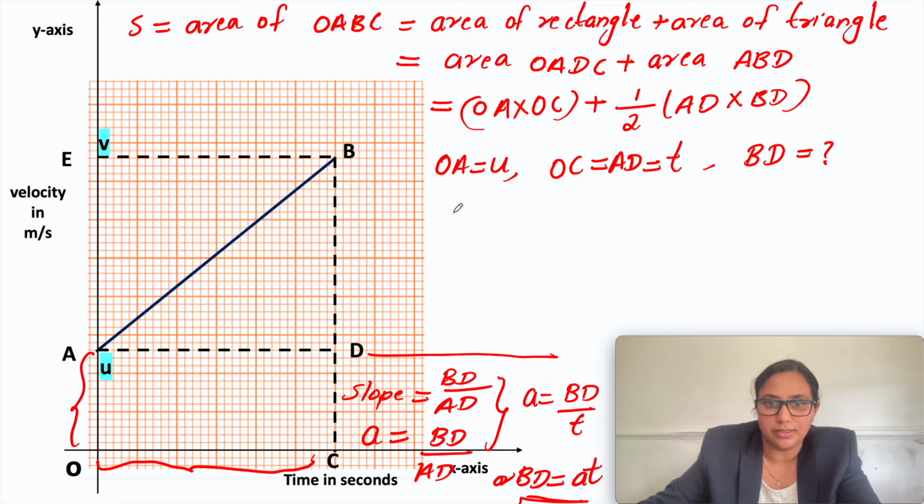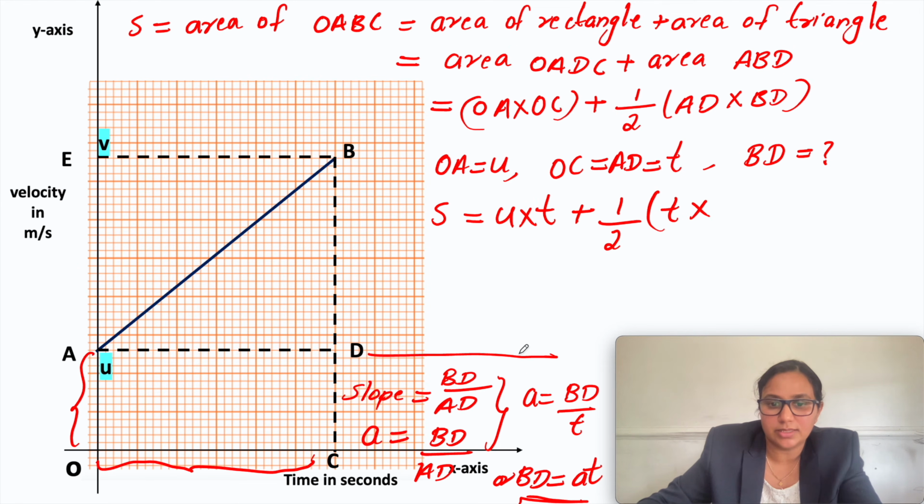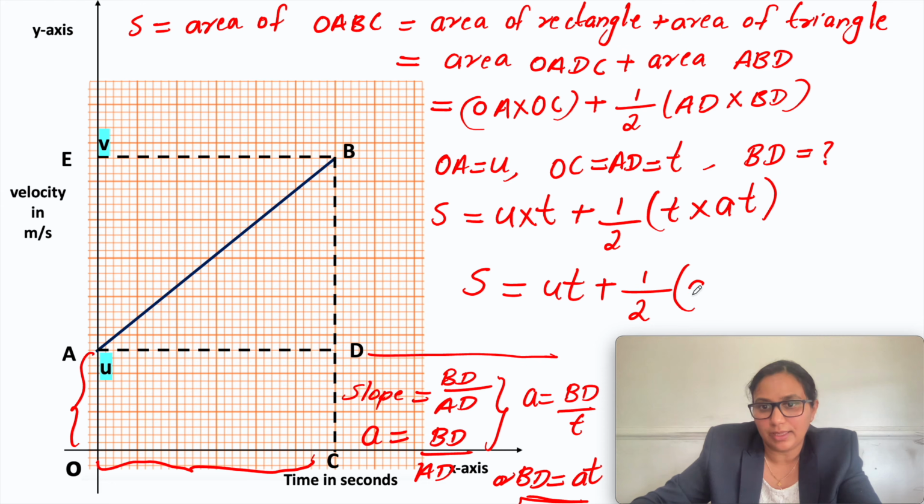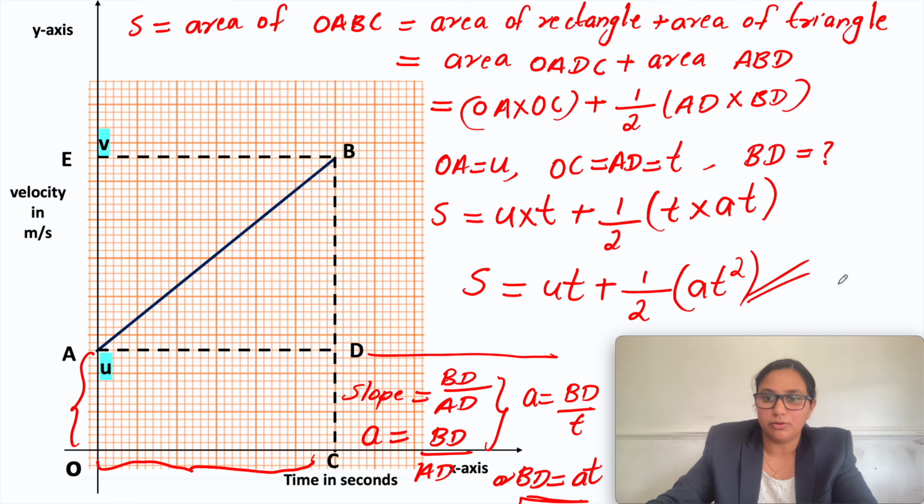So, substitute the values here. The distance travelled s is equal to OA, which is u, times OC, which is t, plus half times AD, which is t, times BD, which is at. So s is equal to ut plus half times a into t squared. s = ut + ½at² is the second equation of motion.